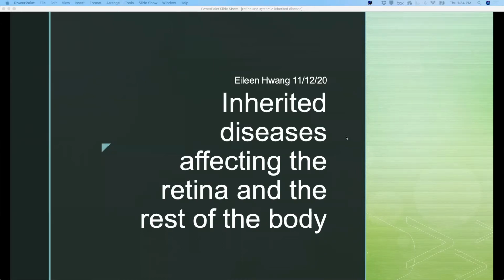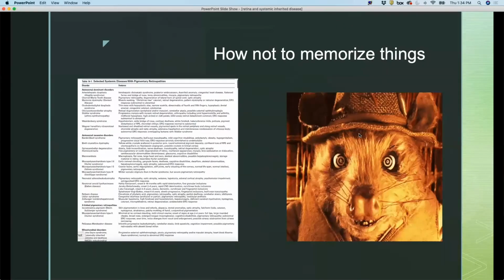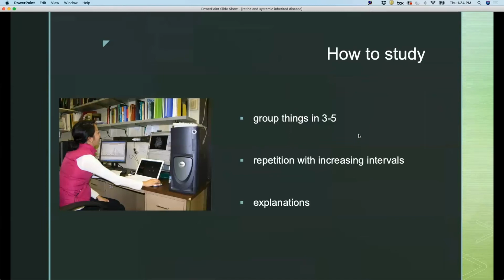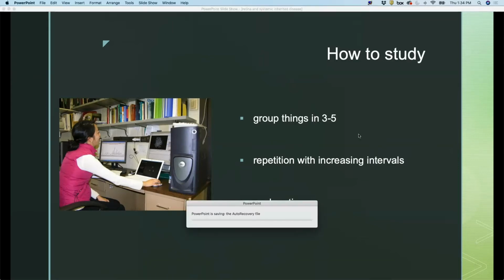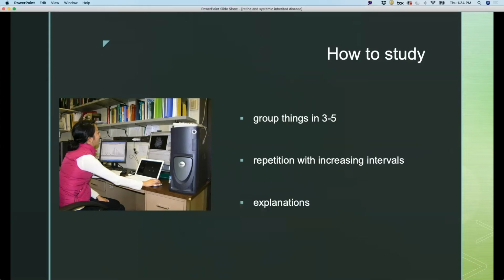We talked the other day about how to memorize things, and I'll just reiterate a few things here, which is that grouping things together and comparing and contrasting, figuring out how they're similar or different, really linking those individual factoids in your brain really helps you retain things. Also, repetition with increasing intervals, and also figuring out the reasons, the whys behind things are all really helpful strategies.